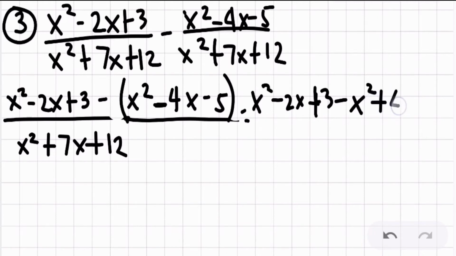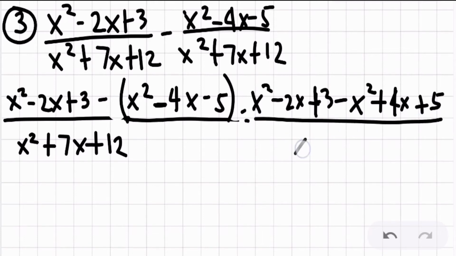So plus 4x. And for the last one, minus 5, to mean that 5 is negative, so we need to change it into its opposite. So this will become positive 5. So we will have plus 5 here, all over x squared plus 7x plus 12.